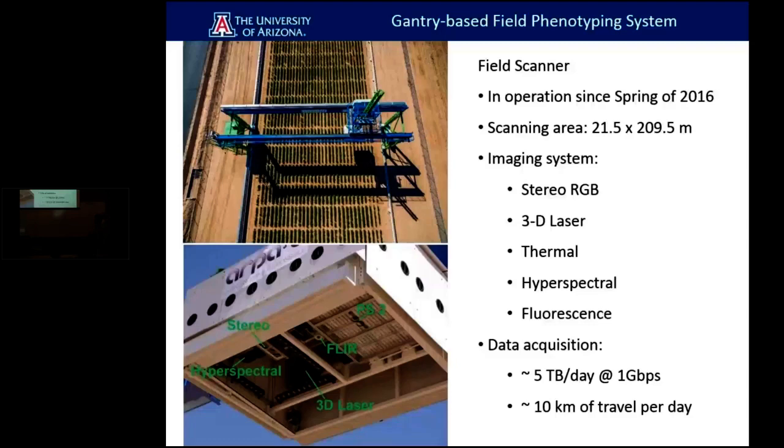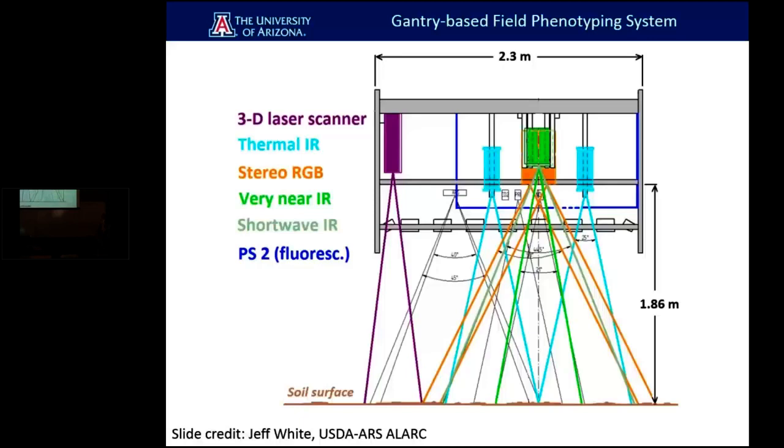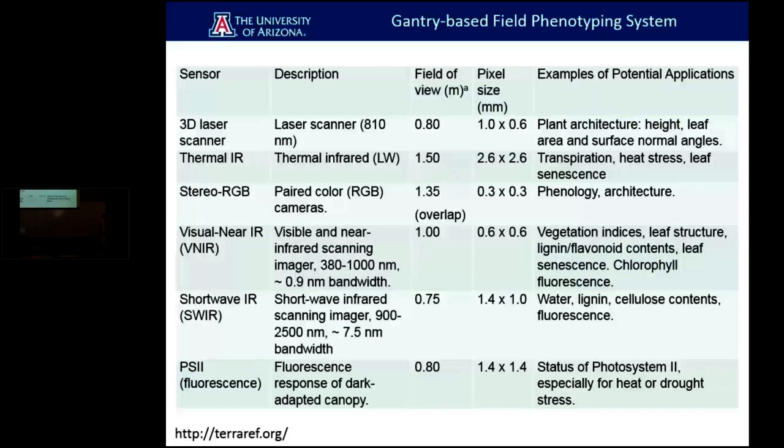Okay, I'll skip this. This is just information on the different angles of field of view, which happen to be a very, very challenging element in this system. So with this, I want to very briefly describe the type of cameras here. Laser scanners, thermal infrared, stereo, red, green, blue. This is actually very near infrared, shortwave infrared, and fluorescence. These are our hyperspectral cameras. With those systems, this is only a list of some of the traits that we can obtain with this scanner.